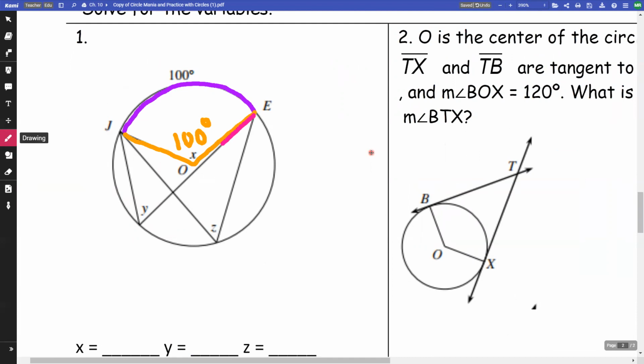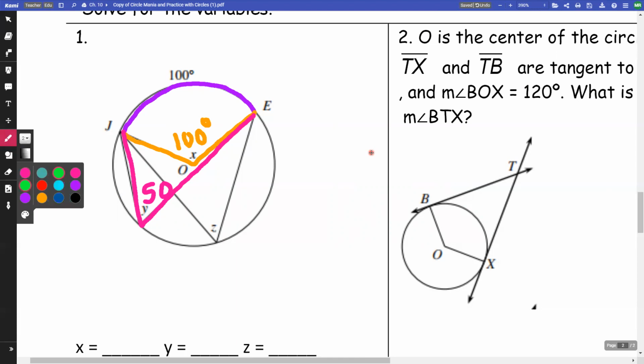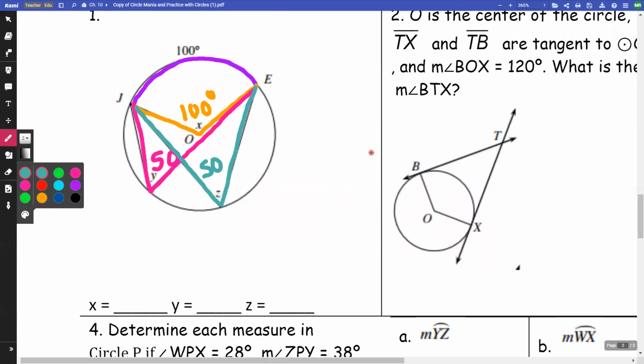I have this inscribed angle that also forms that same arc. So it's going to be half. It's going to be 50 degrees. And I have this other inscribed angle that also forms that. So it is also going to be 50 degrees. So I've got 50, 50, and 100 degrees.